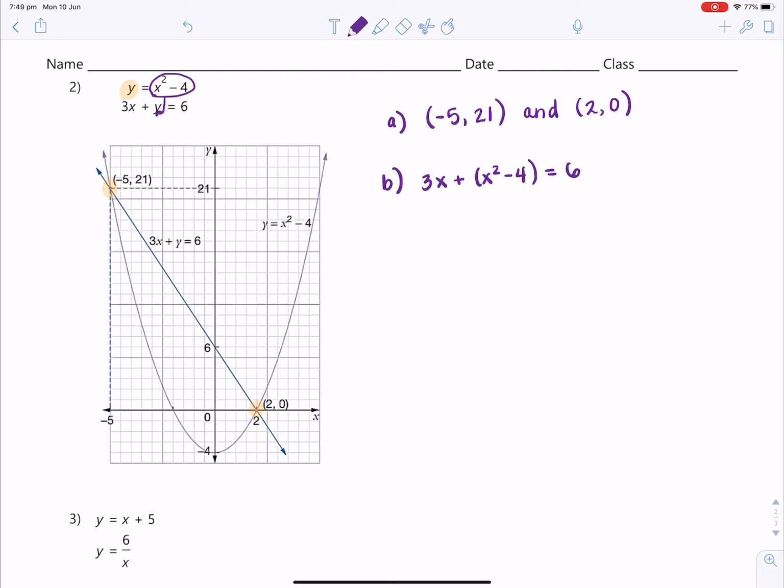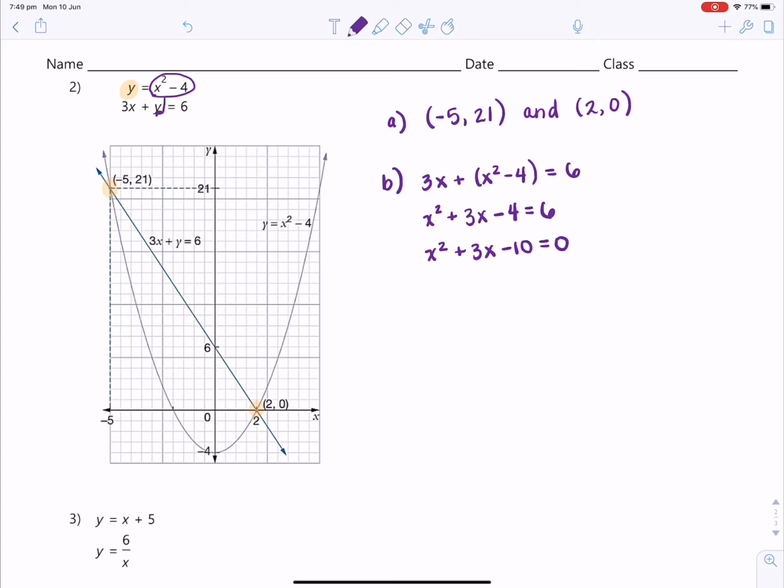Now, since I'm just adding that expression, those brackets that I've put there don't really have any mathematical impact. Since this is a quadratic, I'm going to go ahead and rearrange the equation, and I'll put it in descending order. So I'll start with x squared plus 3x minus 4 equals 6. And I'll go ahead and set it equal to 0. So we've got x squared plus 3x minus 10 equals 0.